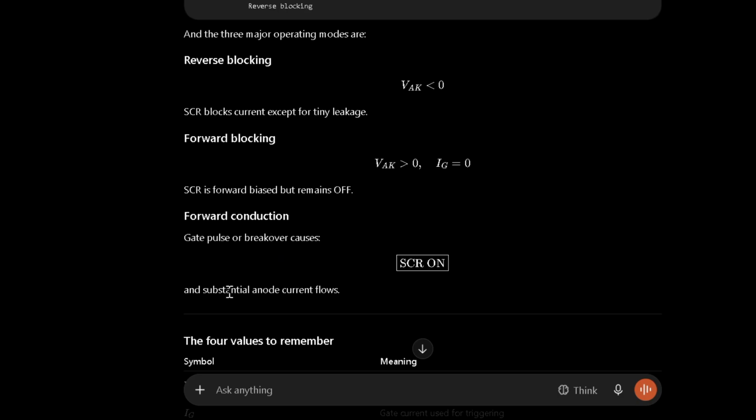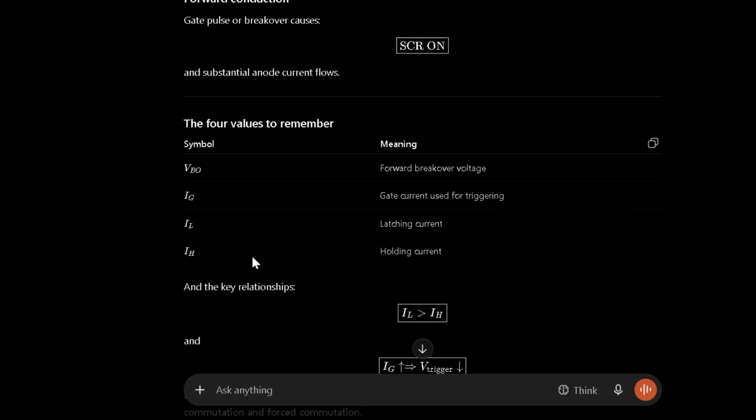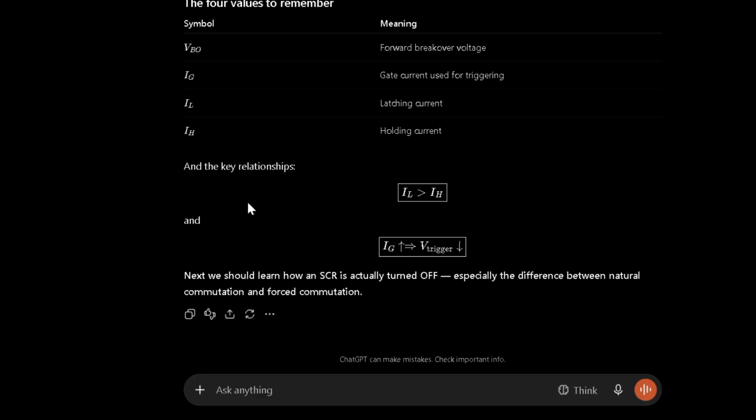The four values to remember: VBO, the forward blocking or breakover voltage; IG, the gate current used for triggering; IL, the latching current; and IH, the holding current. The key relationship is IL is greater than IH, and as IG increases, the SCR triggers at a lower voltage. Next, we should learn how an SCR is actually turned on, especially the difference between commutation methods.